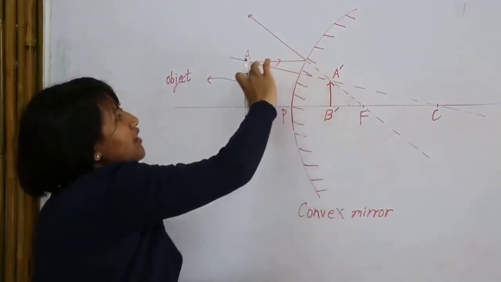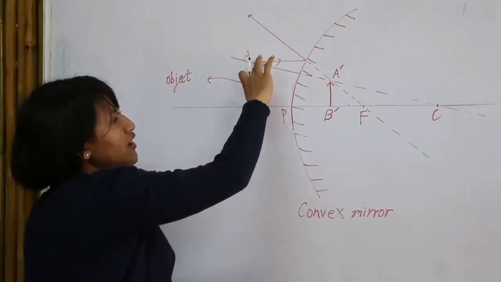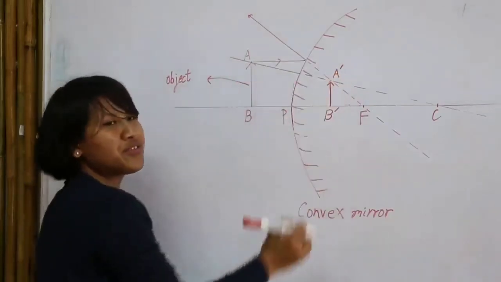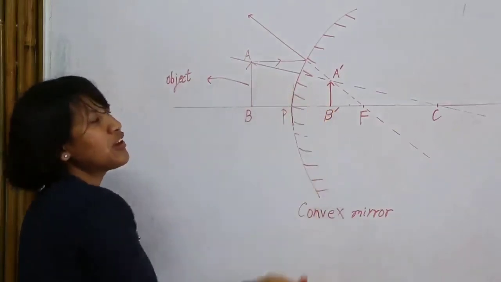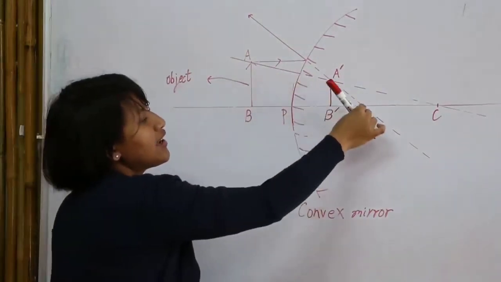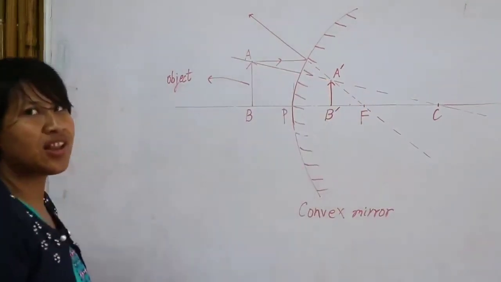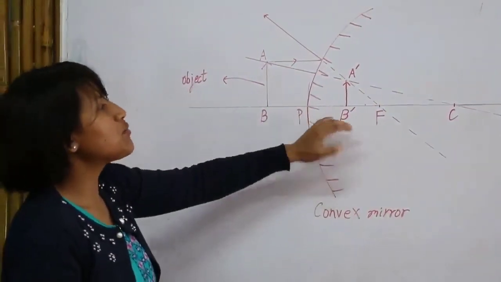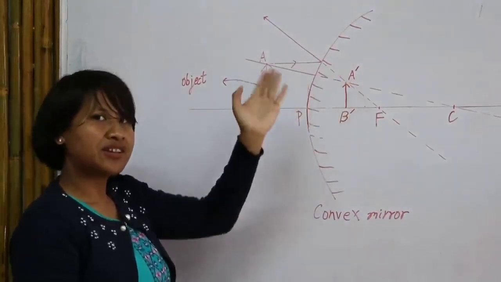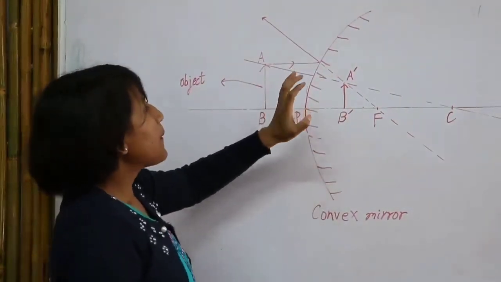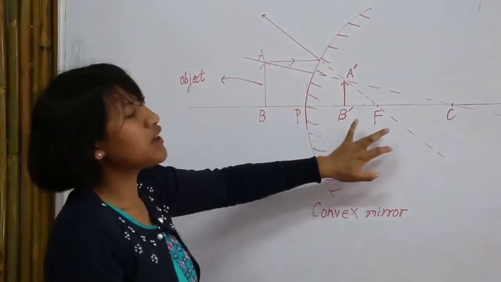And then what happens? Is it erect? Yes, right? Look, it's not inverted. So it is erect. And you know that it actually appears to meet at some point. So it is virtual. It is virtual and erect. Always remember when it is virtual, it's always erect. They are connected. And then it is formed between P and F.